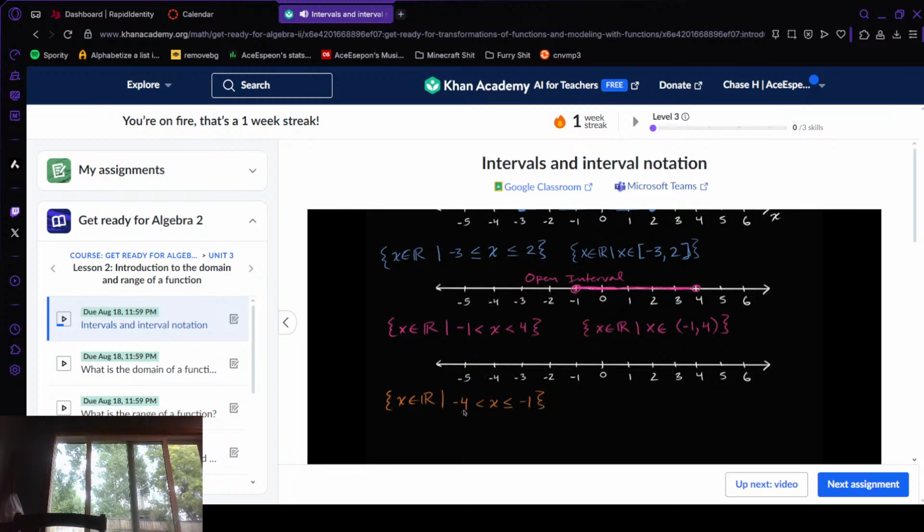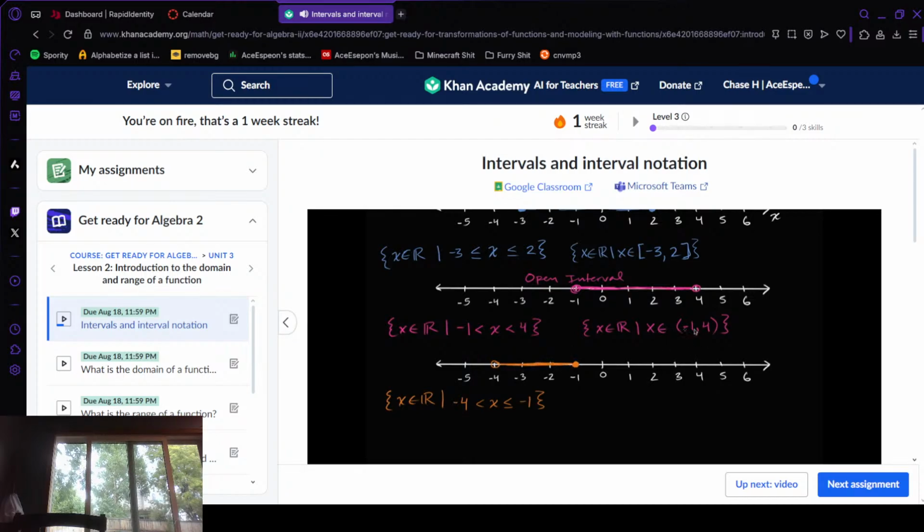So we're not going to include -4. -4 is strictly less than, not less than or equal to. So x can't be equal to -4, so open circle there. But x could be equal to -1. It has to be less than or equal to -1. So it could be equal to -1, so I'm going to fill that in right over there. And then it's everything in between.